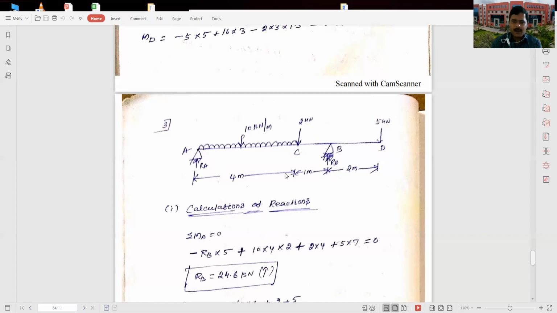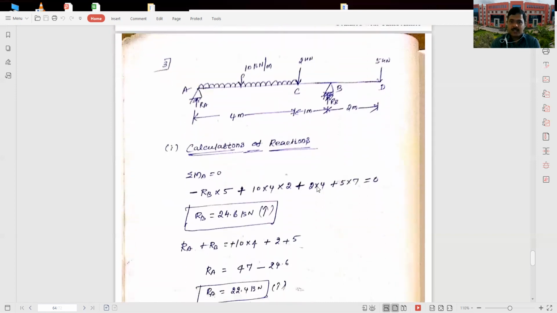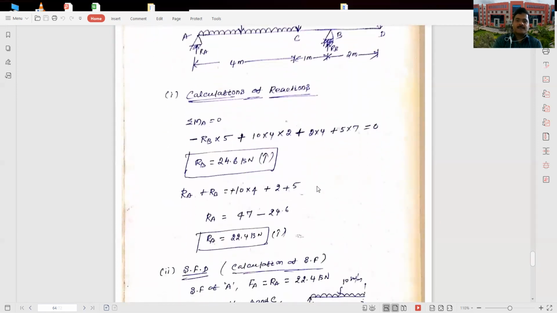So the first step is to know the reactions. How can you calculate the reactions? For that, you have two equations. One is the sum of the moments at A is equal to 0, and another equation is the sum of the upward vertical force is equal to the sum of the downward vertical force. Right? If you use these two equations, you will get the RA and RB values. Here you can use either the sum of the moments at A equal to 0 or the sum of the moments at point D equal to 0.